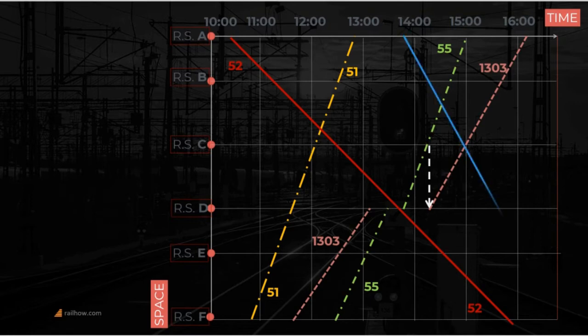Finally, train number 54 departs at 13:50 and arrives at final destination at 16:40 after a journey of 2 hours and 50 minutes. It is also a non-stop train. It is the fastest train. The steepest gradient is indeed indicating this.